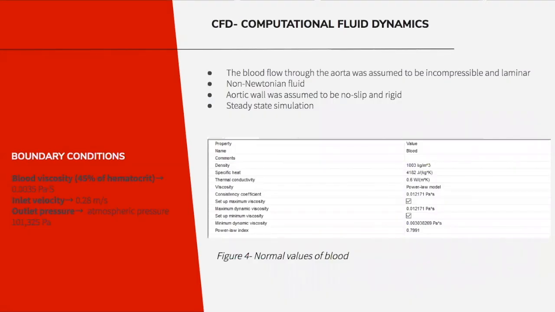For the CFD analysis, we had to establish boundary conditions which consist of blood viscosity of 0.0035. The inlet velocity was considered of 0.28, and we considered the outlet pressure as the atmospheric pressure, which has a value of 101,325 pascals. It's important to mention that we consider the blood flow through the aorta is incompressible and laminar. Also, it was considered that the fluid was non-Newtonian, and the aortic wall assumed to be no-slip and rigid. We simulated the flow as a steady-state simulation.